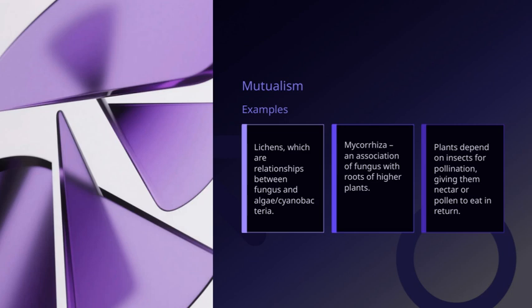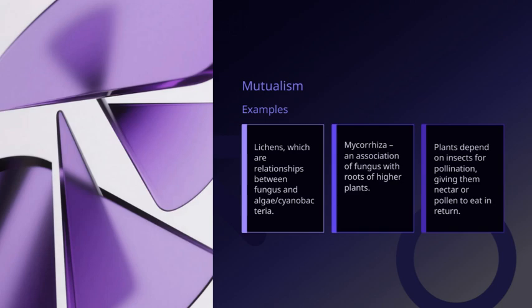Next, let's talk about mycorrhiza, which is a fascinating association between fungi and the roots of higher plants. This relationship helps plants absorb nutrients more efficiently from the soil, and in return, fungi receive sugars and other organic compounds from the plants. It's a great example of mutualism in nature.